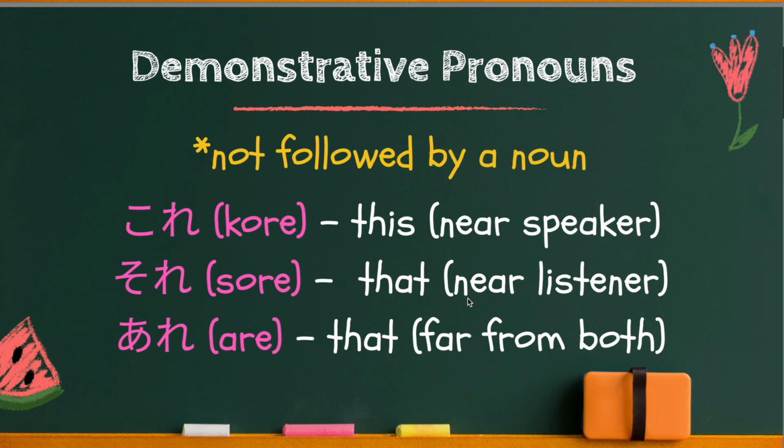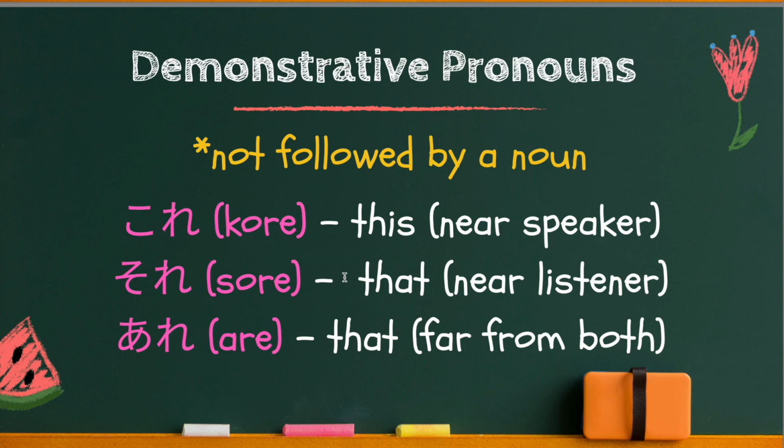So last time we talked about demonstrative pronouns これ、それ、あれ which means this, that in English. これ means this and we use これ when we talk about something that is close to the speaker. For example, I'm holding a pen and say, this is a pen. I would use これ because the pen is close to me, the speaker.